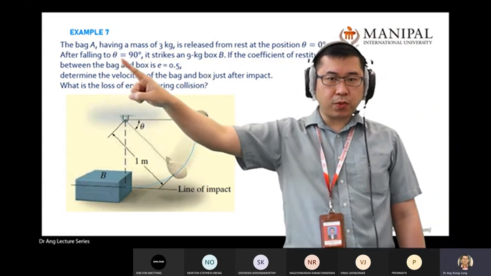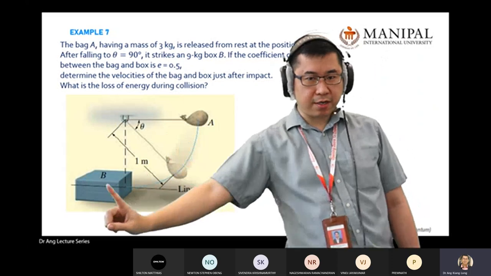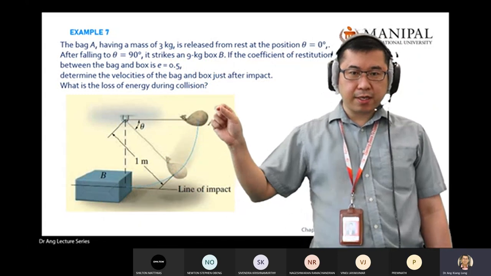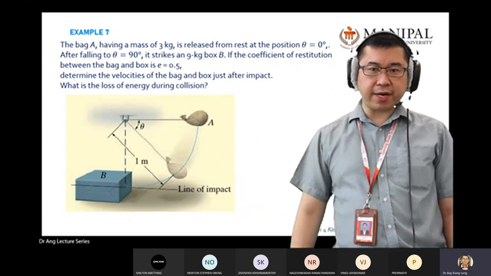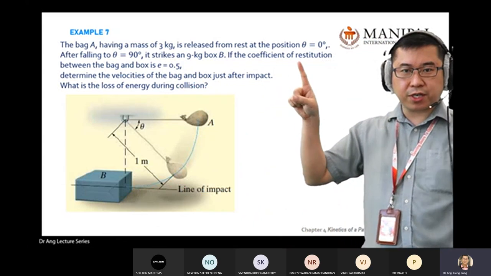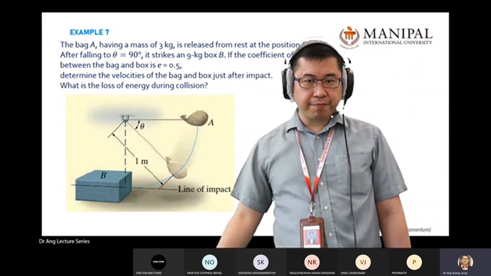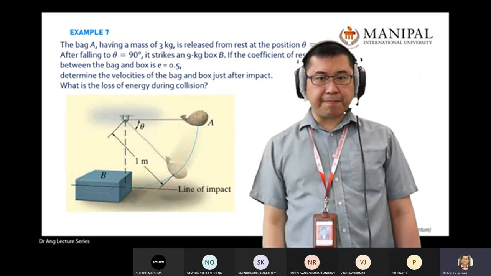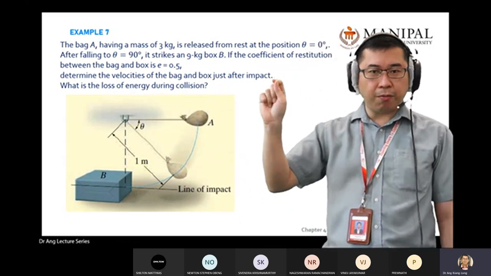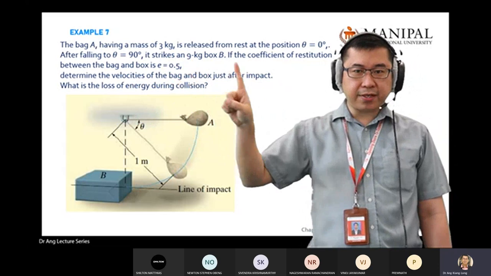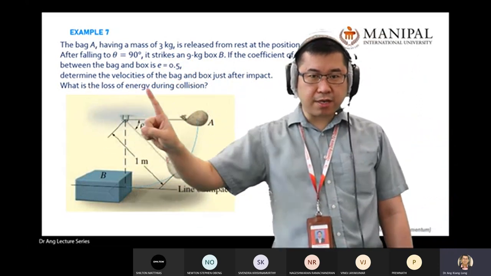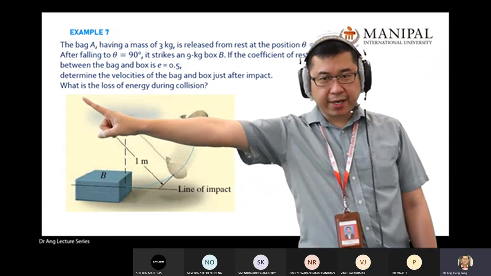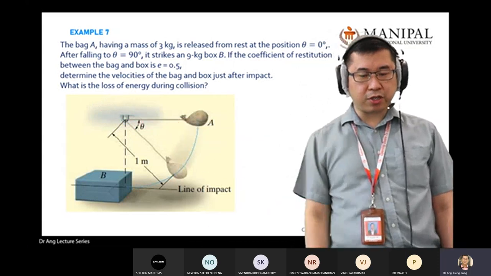After falling to 90 degree, meaning from here to here, 90 degree, it strikes a 9 kilogram box B. Okay, 3 kilogram hitting a 9 kilogram box. If the coefficient of restitution e is given, 0.5, determine the velocity of A and box B just after the impact. It gives you the exact moment you need to find. What is the loss of energy during collision? The question extends a little bit, asks you about energy.